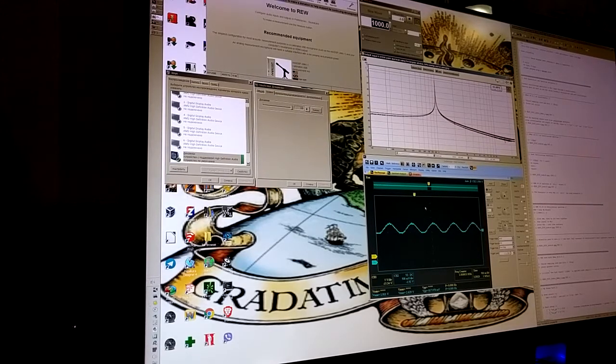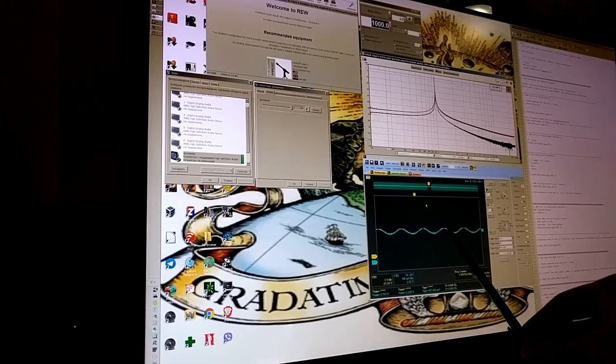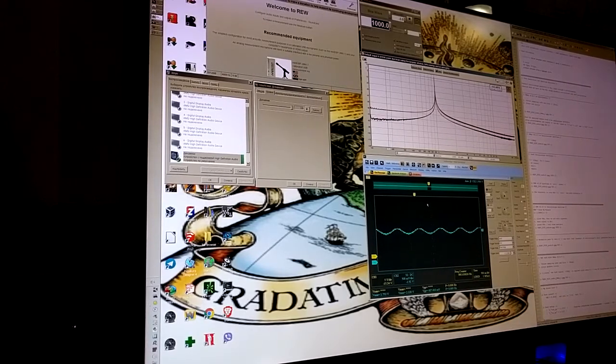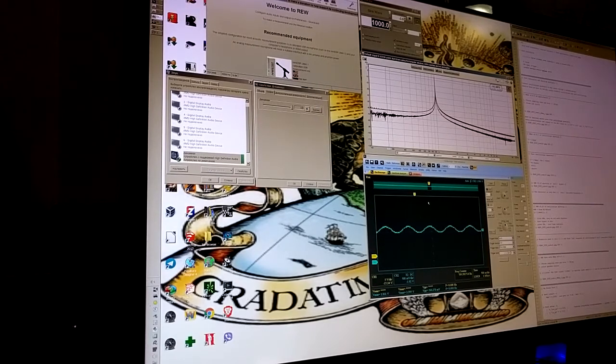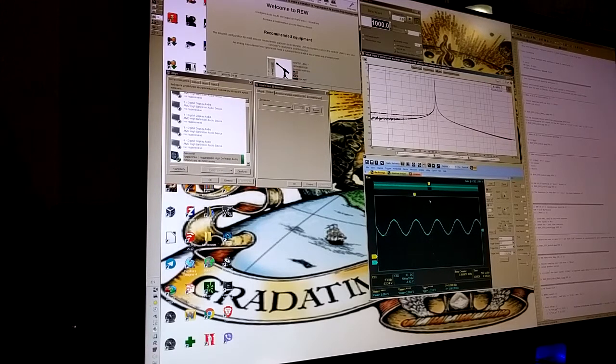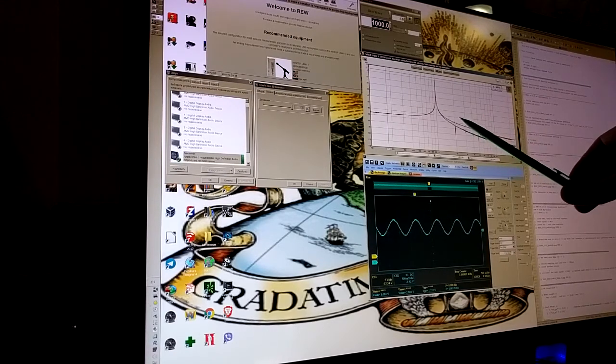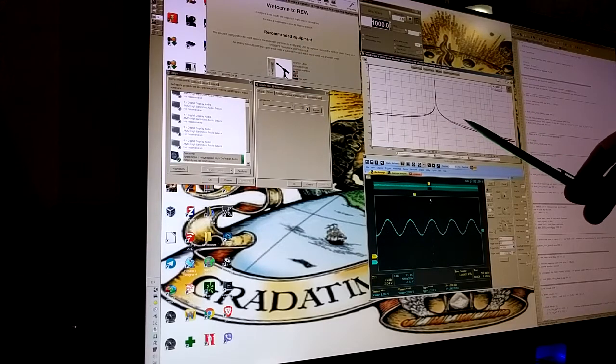Now if we start playing with our potentiometer, we can decrease the signal. This is the oscilloscope connected to the audio input. At this moment we have 0.4 volts. And now we increase the signal. So 0.5, 0.6, 0.7, 0.9, 1 volts. And at this moment we can note that on the spectrum the second harmonic of the generator signal is appearing.